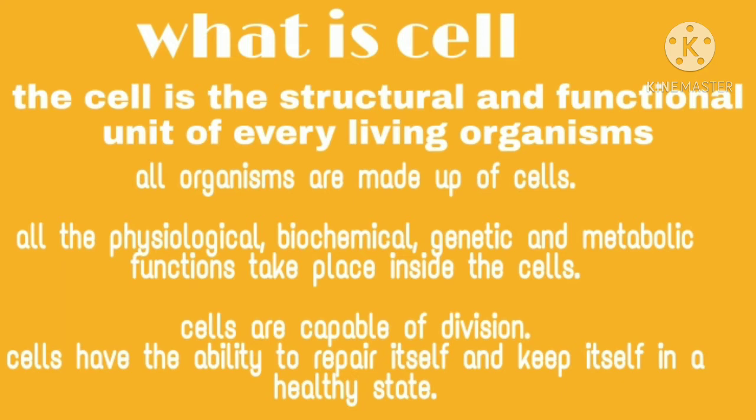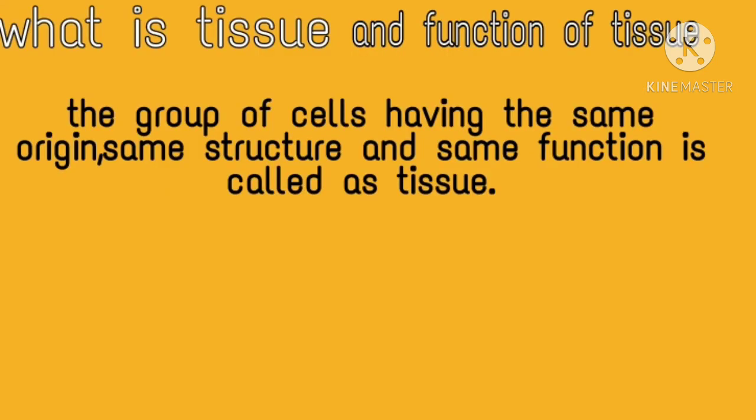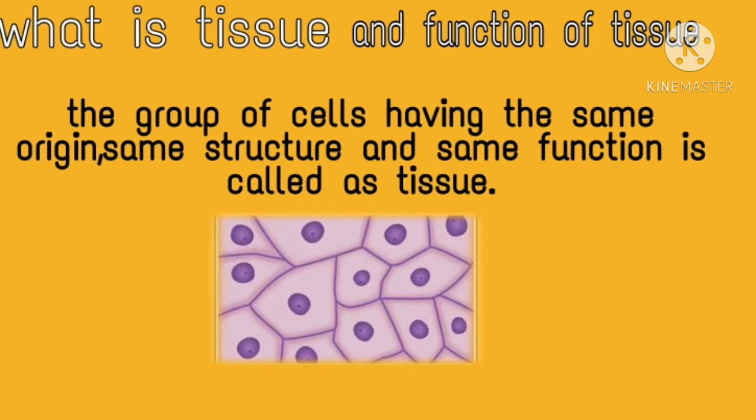And organ system forms a complete organism. So the living organisms are made up of cells. Now all the physiological, biochemical, genetic and metabolic functions take place inside the cell. Now this is a cell. Then what is a tissue? The group of cells is called tissue. A group of cells having the same origin, same structure and same function is called the tissue.